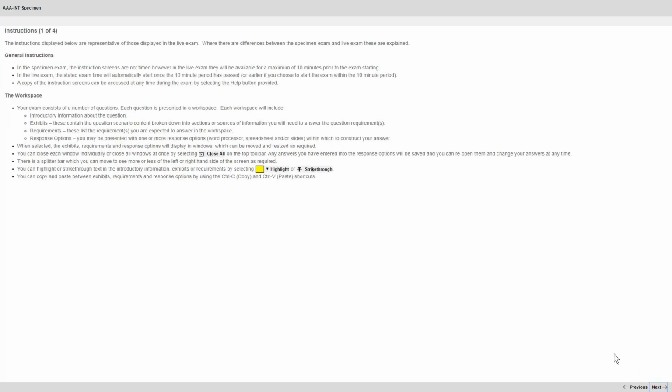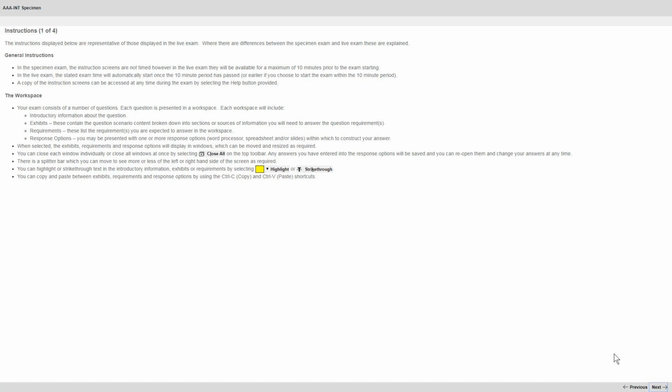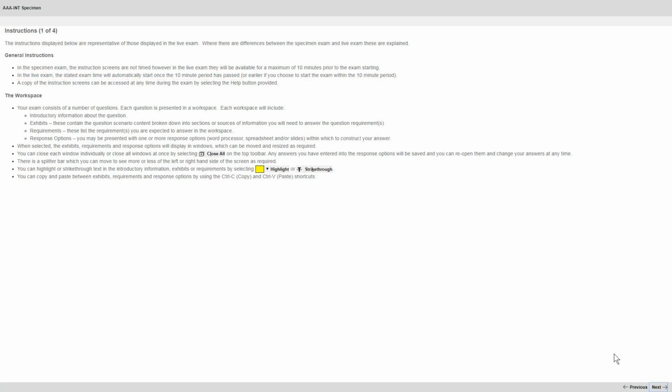Here is that screen. This information is important. In the live exam, you will have 10 minutes to review the instructions. These are in addition to the time you'll have for the questions. Here it says that the stated exam time will start automatically once the 10-minute period has passed. So it's vital you're familiar with the instructions before the day of the exam. The rest of the key information on this screen is covered elsewhere, so let's select Next again.